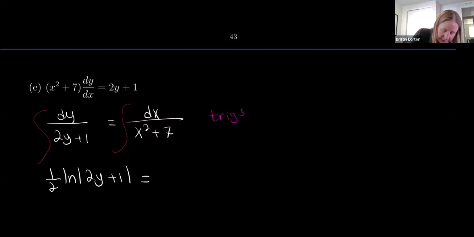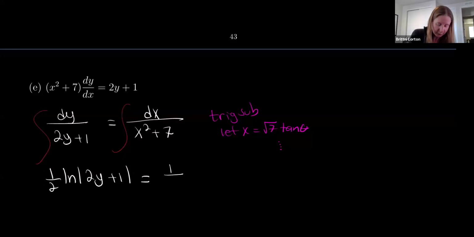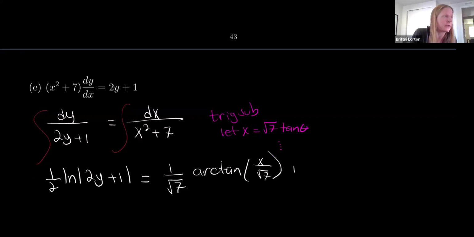Here I would do a trig sub for the right-hand side. I would let x equal the square root of 7 times tangent of theta, and then do the trig sub. You might need to go back and look at your trig sub notes to solve that. Pause the video and solve that one using the trig sub. I ended up with 1 over the square root of 7 times arc tangent of x over the square root of 7 plus a constant.